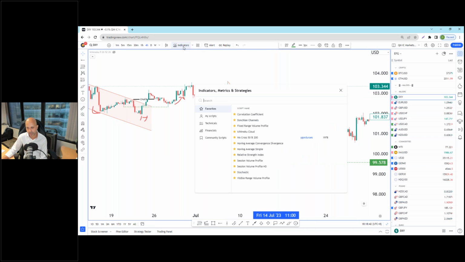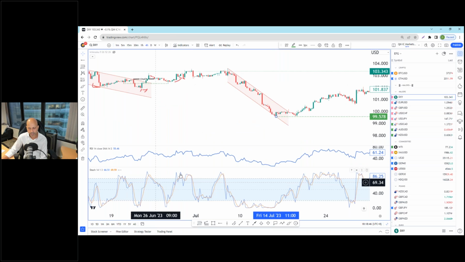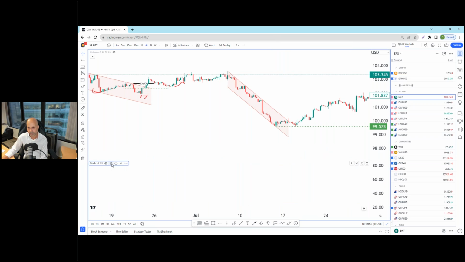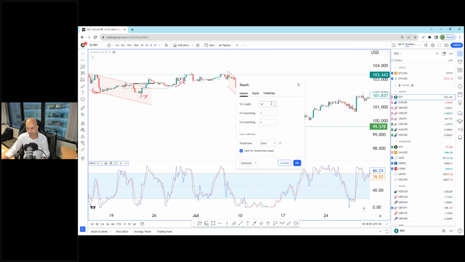So for example, let's say I overlay the stochastic oscillator. Let me get rid of RSI here. For stochastics, I generally use the parameters of 20, 3, and 3. So 20 for the length and 3 for both of the smoothing parameters.